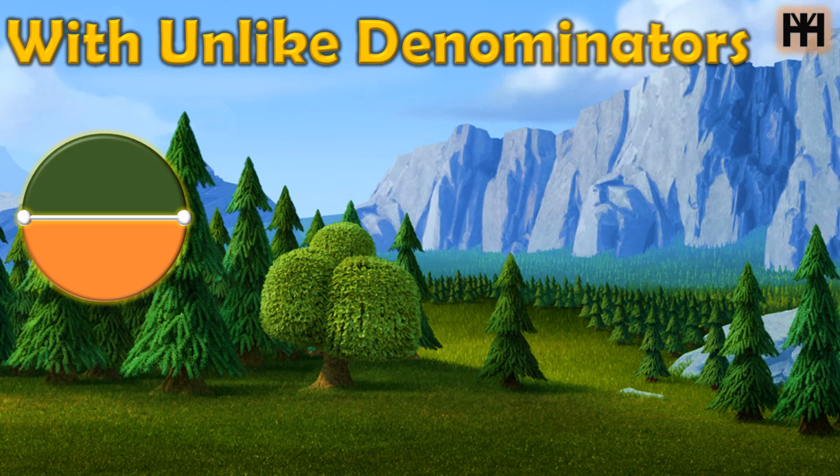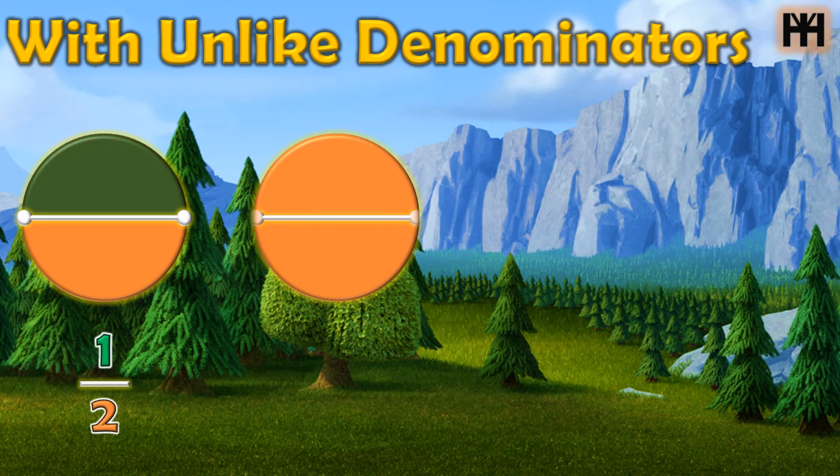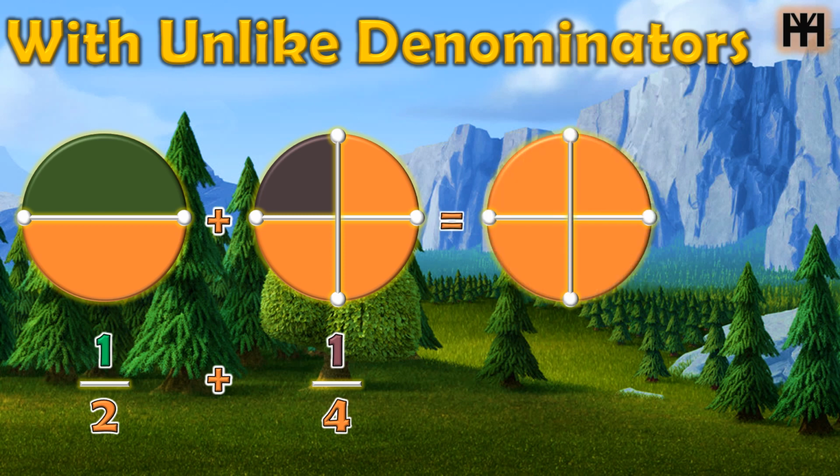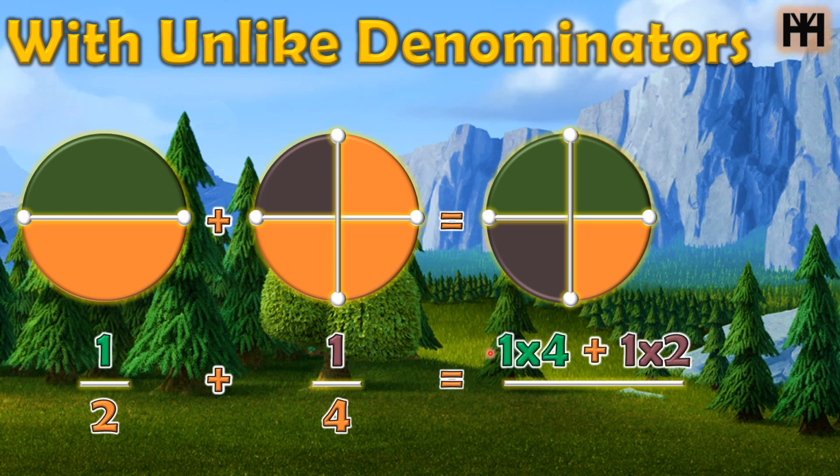Okay, let's see an example. Let's say we have 1 over 2 and we want to add it with 1 over 4. So we have 1 over 2 plus 1 over 4. What should we do here? It's obvious. This part will go here and this part will go here. It looks like it's 3 over 4, but let's see how it comes. So here we have 1 times 4 plus 1 times 2 over 2 times 4.